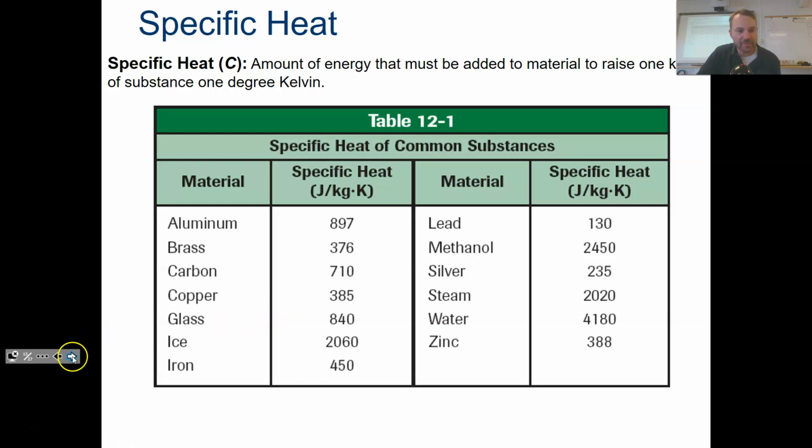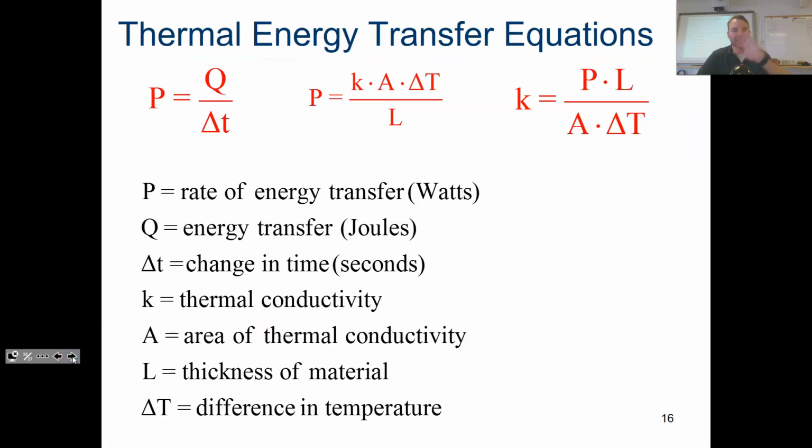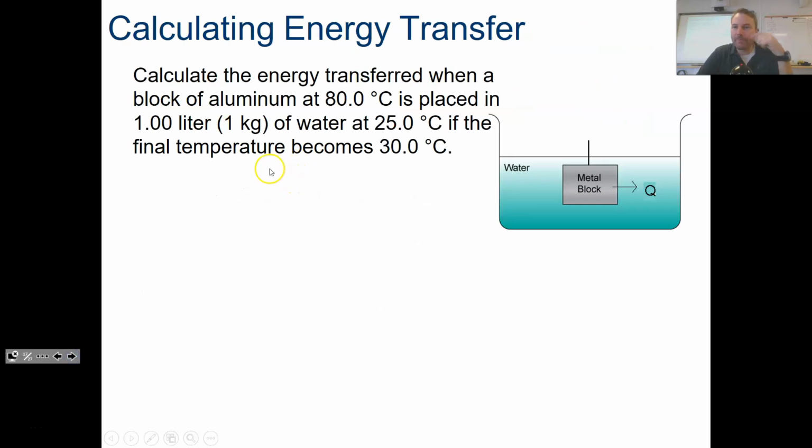Let's go through an example problem using a couple more equations, but I'll come back to that. I want to do an example problem with energy transfer, and that's where I'm going to stop us for today. It says, calculate the energy transferred when you put a really hot block of aluminum into water that's right around room temperature. So you'll notice that the water goes from room temperature up to 30 degrees Celsius. So let's do a little investigation with that equation that we did before.